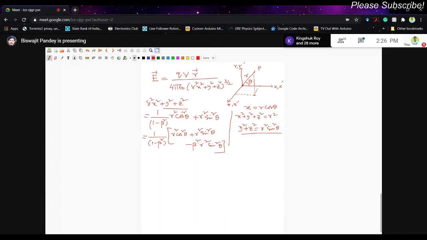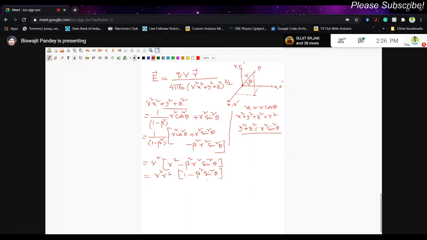So if we simplify this now, gamma square times x square plus y square plus z square is equal to gamma square times cos square theta plus sin square theta is 1, so r square minus beta square r square. I could have taken r square common, maybe next step, sin square theta. So this will be equal to gamma square r square and then 1 minus beta square sin square theta.